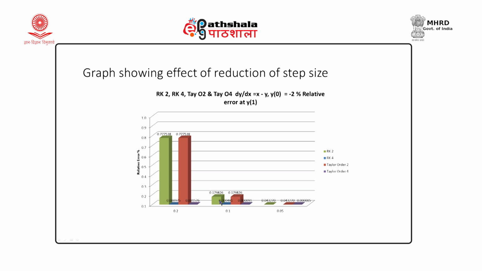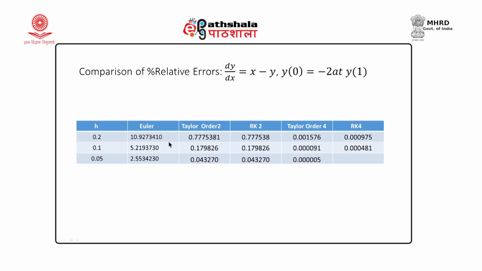For 0.1, RK2 and Taylor order 2 are giving 0.17% error, and the others are giving practically no error. For H equal to 0.2, RK4 and Taylor order 4 are giving no error, whereas these two are giving about 0.8% relative error.